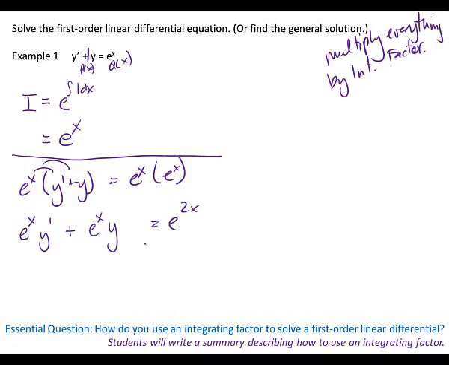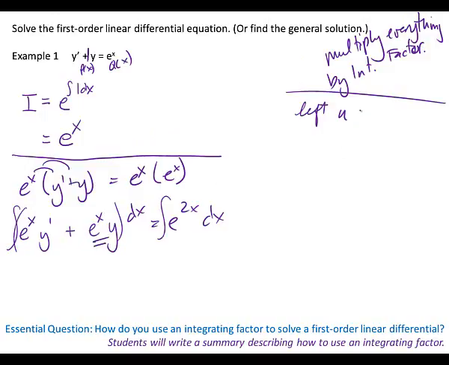Now we're going to go ahead and integrate both sides. So I'm going to throw a dx after both of these things here. That's why I left the space. And I'm going to use some u substitutions. My left side u substitution, I am going to choose to use this piece right here, this e to the x, y.